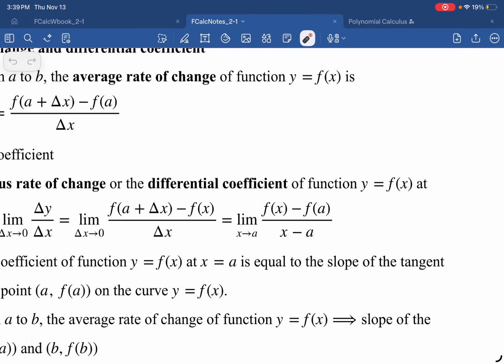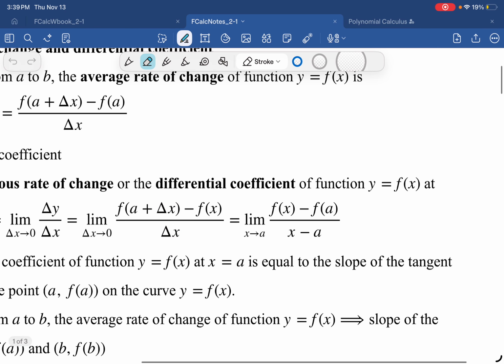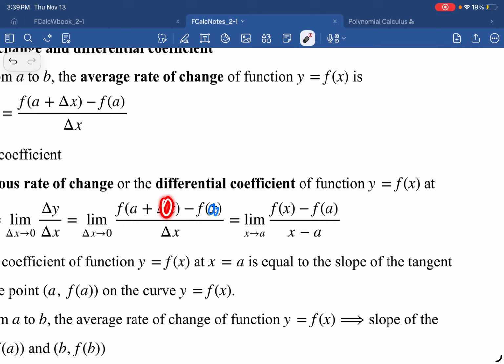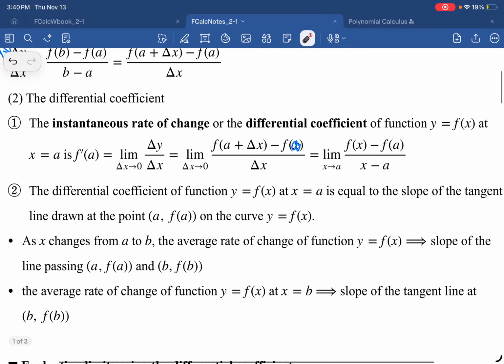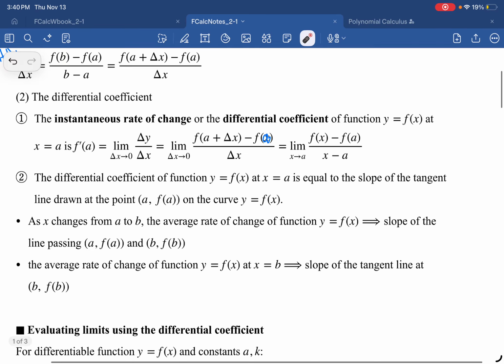As you can see, both of these are 0 over 0 limits, because if we plug in 0, it's going to be f of a. This should be a. Sorry. This x should be a. You can replace that in your notes. But if we plug in 0, it will be f of a minus f of a divided by 0. And here it will be f of a minus f of a divided by a minus a. So it's all a 0 over 0 limit that gives us the slope of the tangent line. And that is called the differential coefficient, or the instantaneous rate of change.